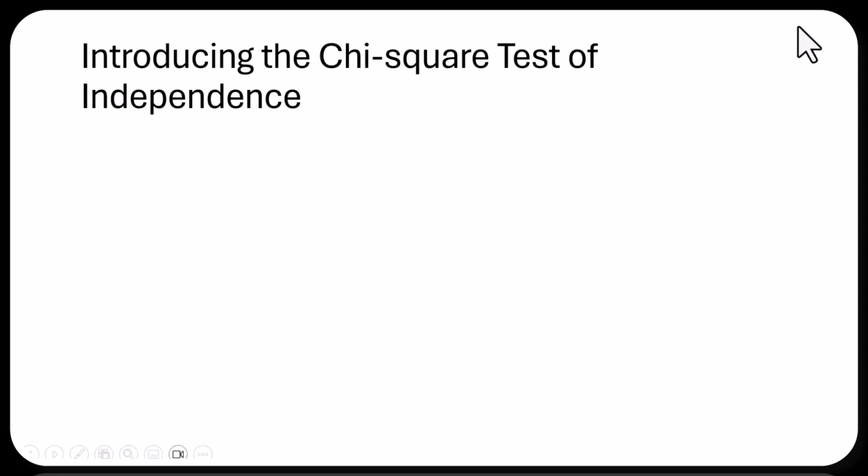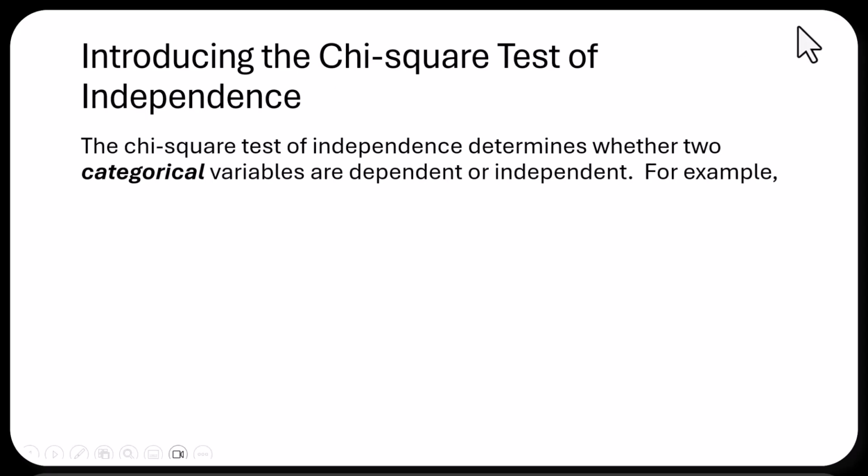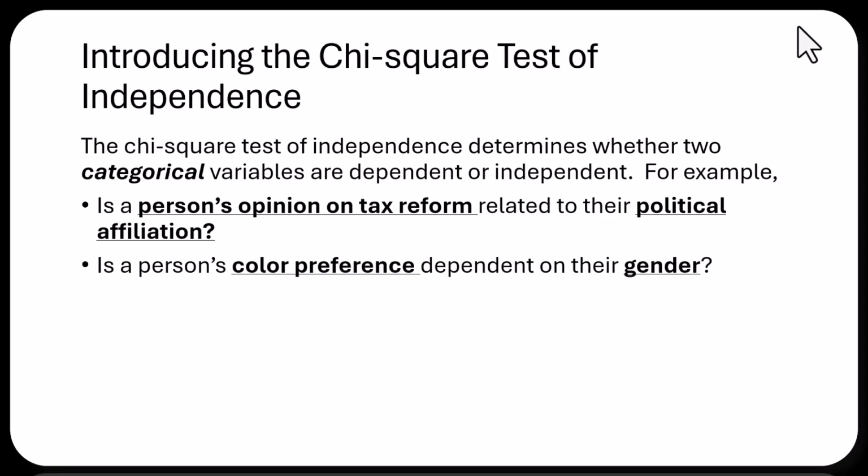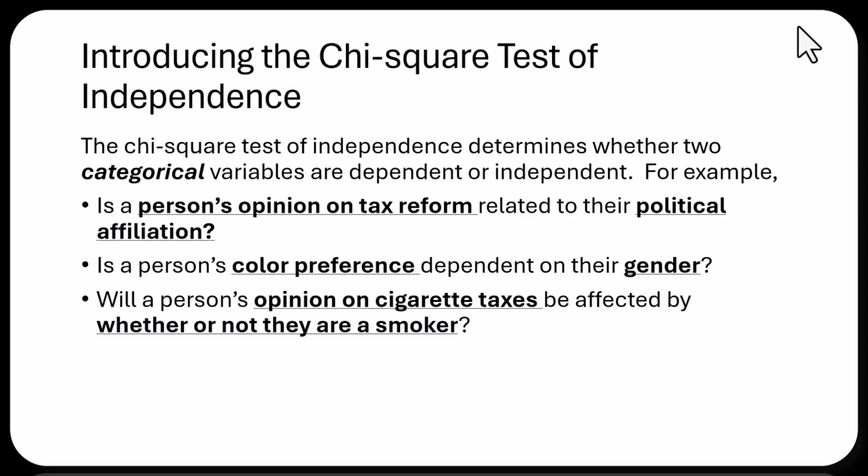Introducing the chi-square test of independence. The chi-square test of independence determines whether two categorical or qualitative variables are dependent or independent. For example, is a person's opinion on tax reform related to their political affiliation? Is a person's color preference dependent on their gender? Will a person's opinion on cigarette taxes be affected by whether or not they are a smoker?